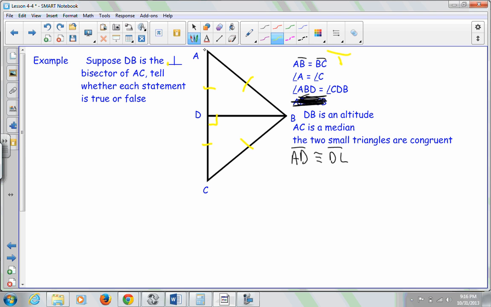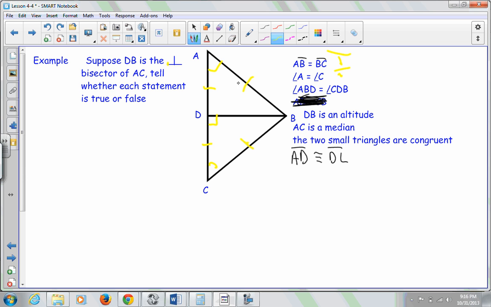Next question. Is angle A congruent to angle C? Well, if these two sides are congruent, then this triangle ABC is isosceles, and we know the isosceles triangle has base angles that are congruent. That is also true. Next question.